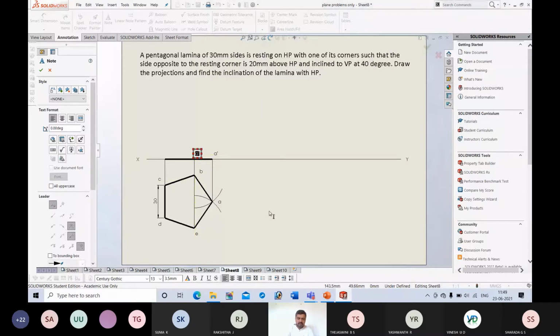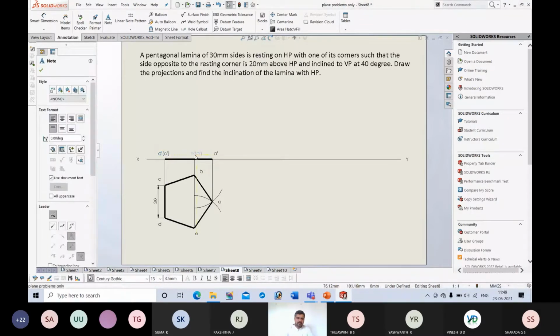So E dash visible, B dash invisible, so inside the brackets. So here also D dash and C dash. C dash will be inside the brackets.